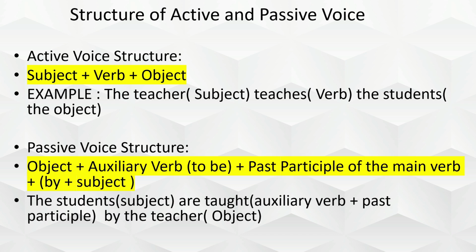In passive voice structure, it is object plus auxiliary verb, which is in the to be form, plus past participle of the main verb, followed by subject. The same sentence which we saw earlier in active voice, the teacher teaches the students, becomes the students are taught by the teacher. Here you can see the students become the subject. They are taught, that is auxiliary verb and past participle, and by the teacher, which becomes the object now.